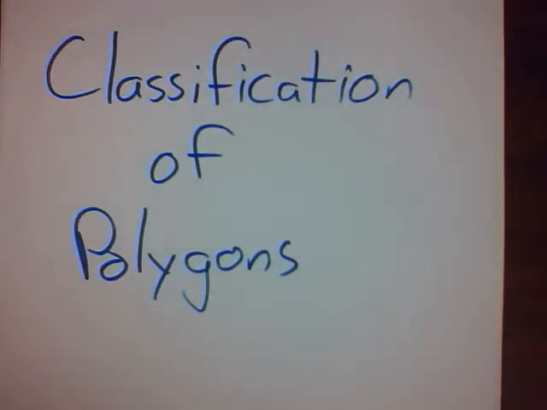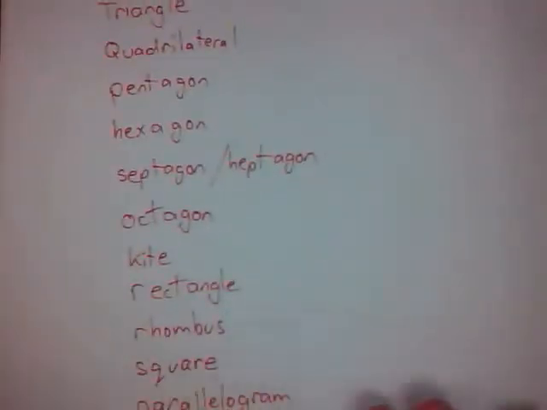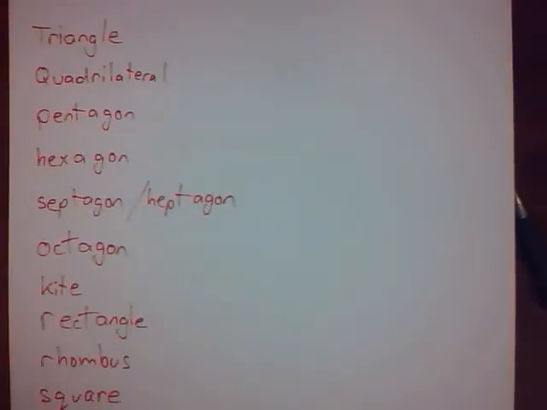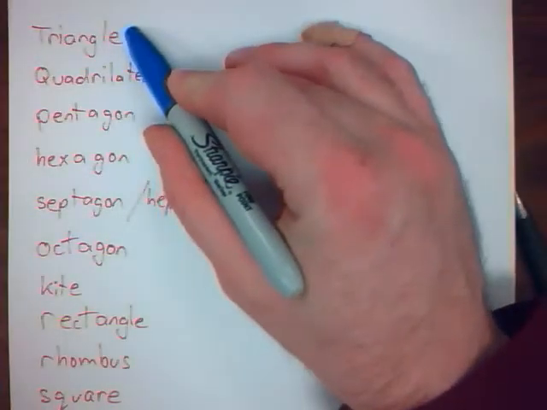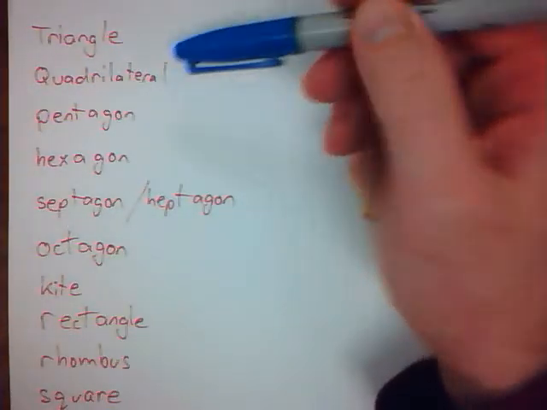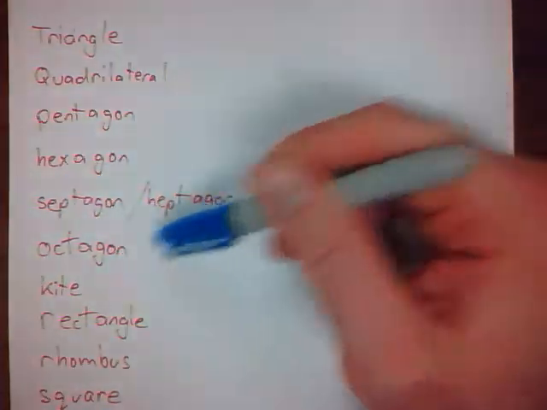In this session, we're looking at the classification of polygons. Here are a whole list of different polygons, some of which we've done already. A triangle, yeah, we've done one of those before. It's a three-sided shape. Quadrilateral is a four-sided shape. We have a five-sided shape, a six-sided shape, the seven-sided shape, the eight-sided shape.